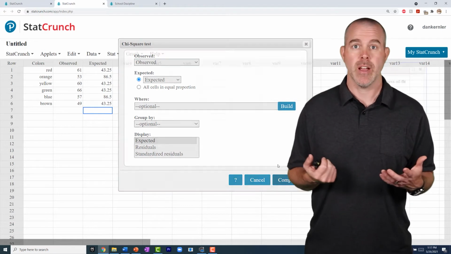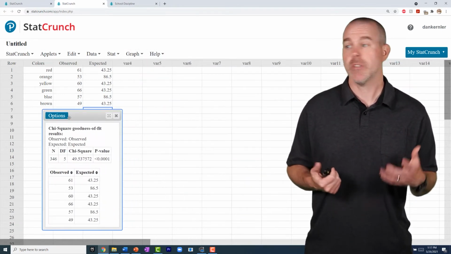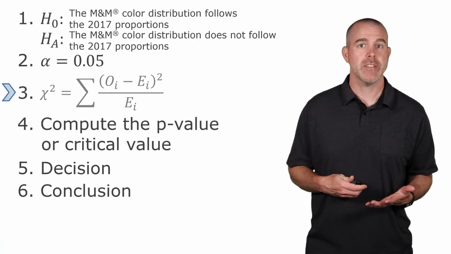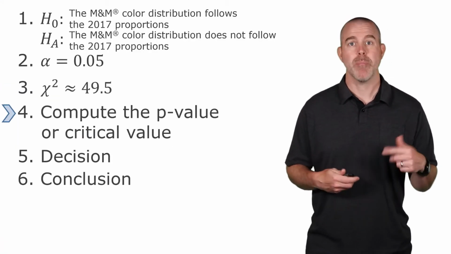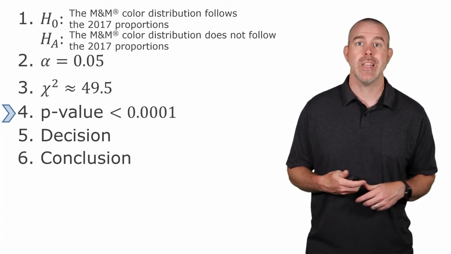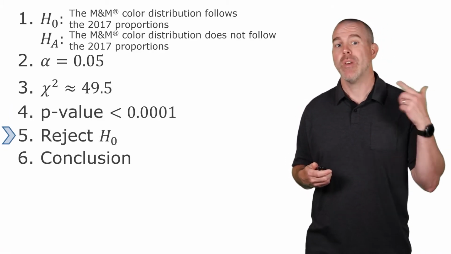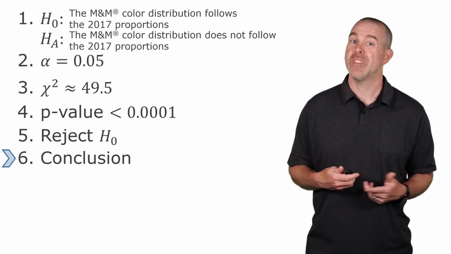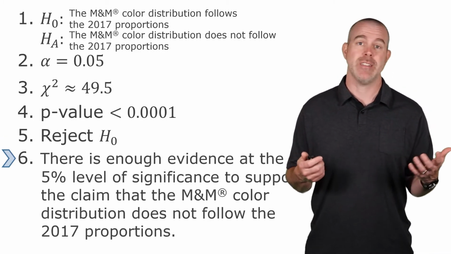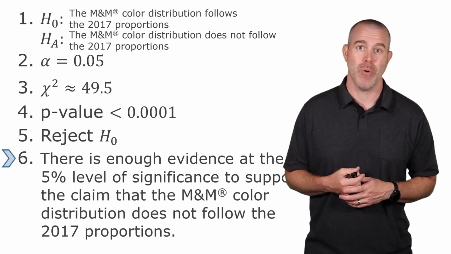That's in the expected column that I've already typed in. Hit compute, and we get the same 49.5. So we have our test statistic, 49.5, and our p-value from the StatCrunch output there, less than 1/10,000. That's super rare. That means we reject the null hypothesis, which means pretty obviously that there is enough evidence to say they don't follow those proportions, right?